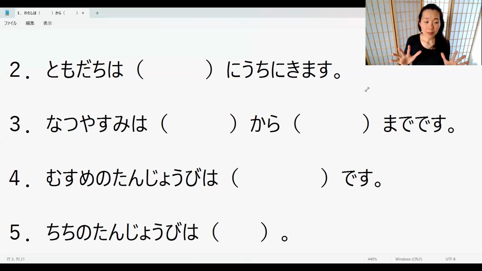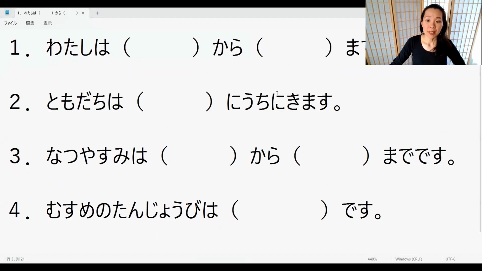Okay, so that's the 5 sentences I prepared. You can listen and then tell me what date I said. First of all, some vocabularies, if you are not sure.